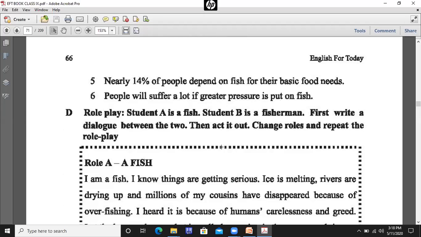Number 5, nearly 14% of people depend on fish for their basic food needs. Is it true or false? No, we have seen that nearly 40% of people depend on fish for their basic food needs. So it will be false. Number 6, people will suffer a lot if greater pressure is put on fish. This will be true.